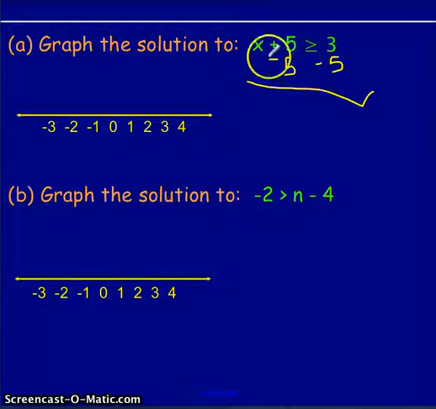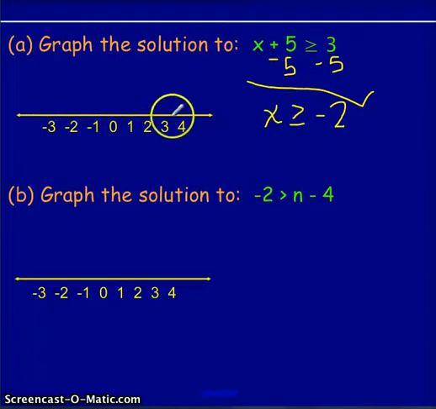Pardon my line. And then you get x is, well, what's 3 minus 5? That's negative 2. And now look at the sign. We have x is greater than or equal to negative 2. So now, how do I graph this? Well, because it's equal to, I need a closed circle on the number negative 2.